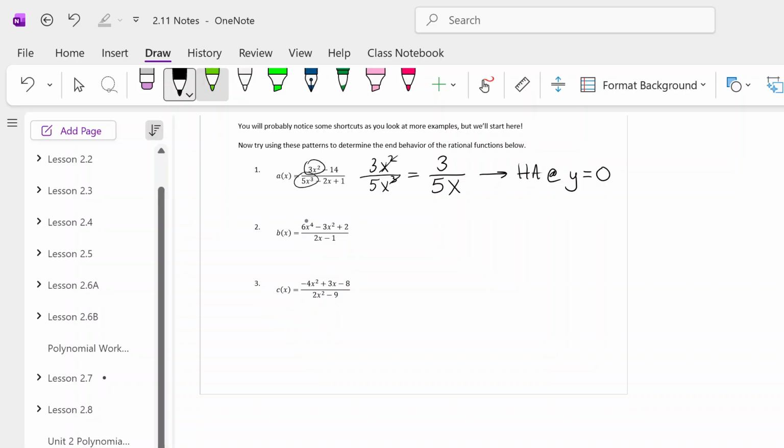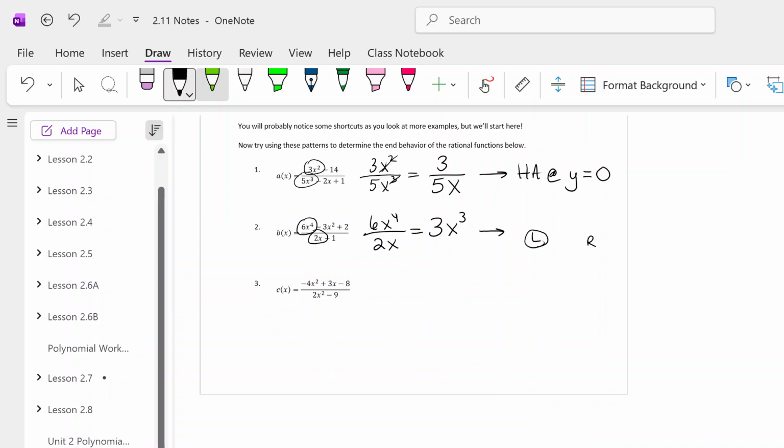Okay, example 2, we have 6x to the fourth as our leading term over 2x. So we have 6x to the fourth and a 2x. We're going to reduce 6 over 2 becomes 3. X to the fourth divided by x, we're going to take away one of those degrees, and we're left with 3x to the third. So now we look and say, okay, we're left with a polynomial.